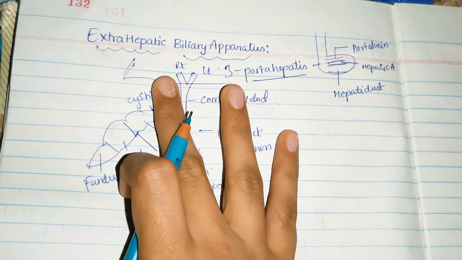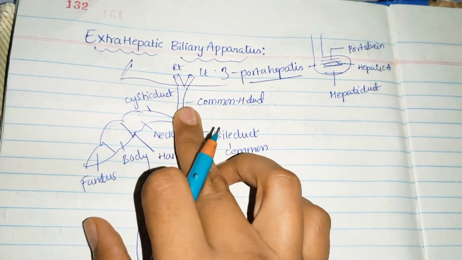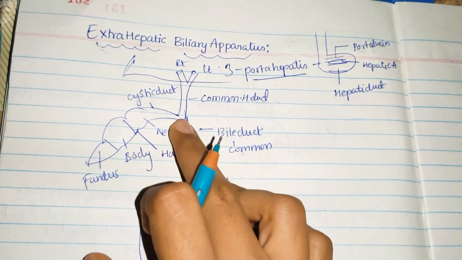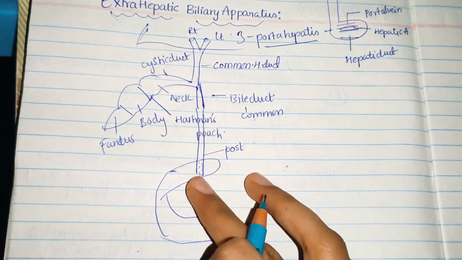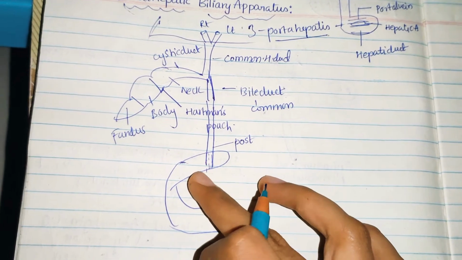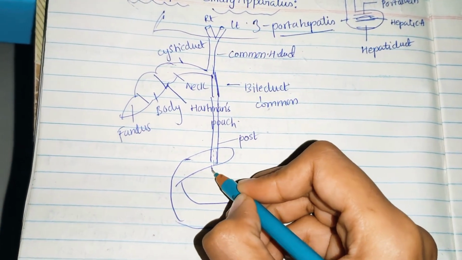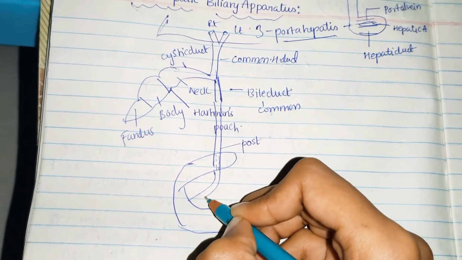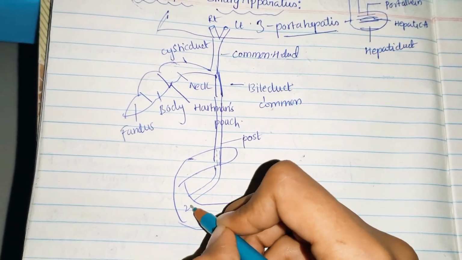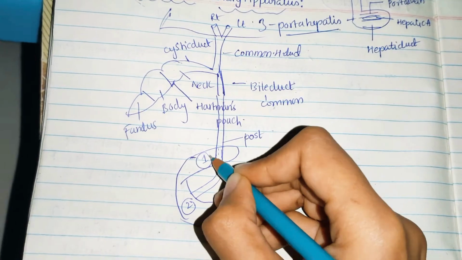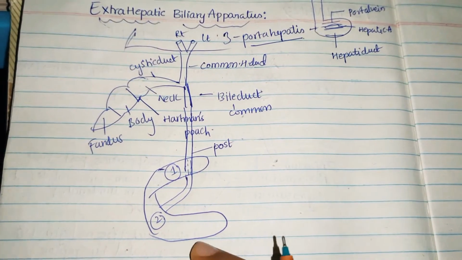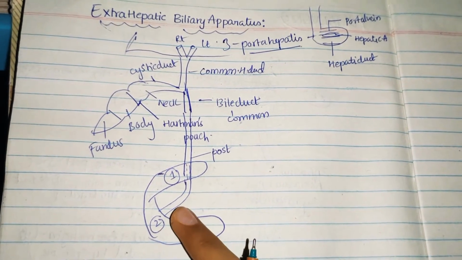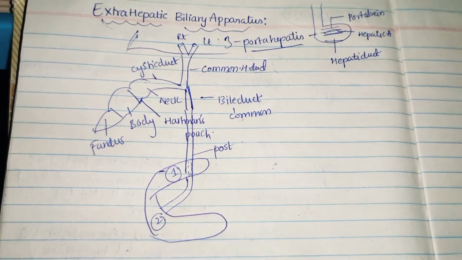Now we are clear with the right and left hepatic ducts. They join to form the common hepatic duct. The common hepatic duct along with the cystic duct forms the common bile duct, and this common bile duct passes behind the duodenum. After passing behind the duodenum, it drains into the second part of the duodenum. This is the first part. If you see here, it drains into the second part of the duodenum. So this is your common bile duct.